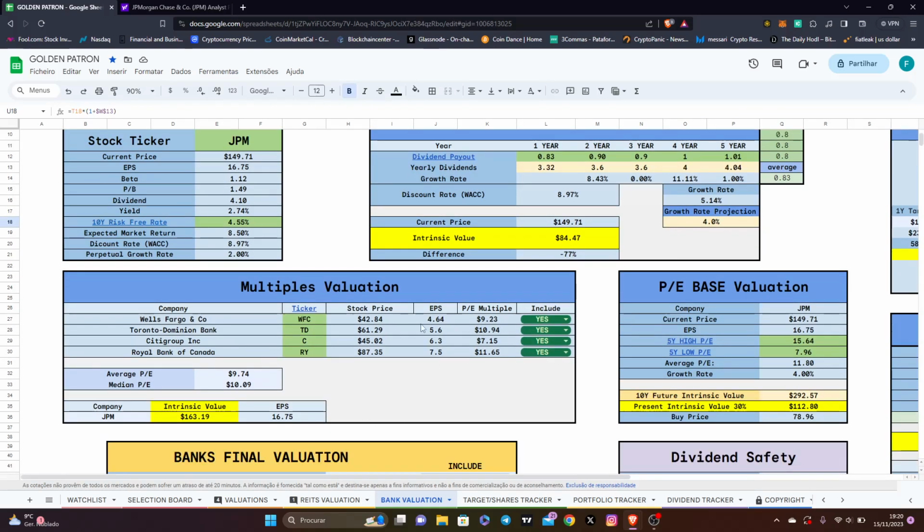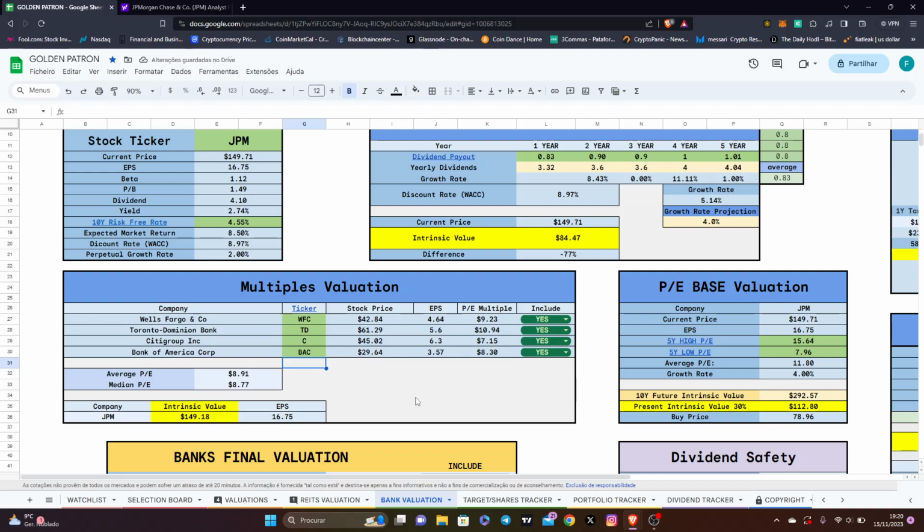Okay, so now we need to do the multiples valuation. We don't have to change anything, and why? Because automatically everything fills in, and we already have the companies here. If we didn't, let's say we didn't have one, as you can see, we wouldn't get it. The only time we would have to change here is if the company we were researching were in one of these 4. If we had JP Morgan over here, of course we would have to change it.